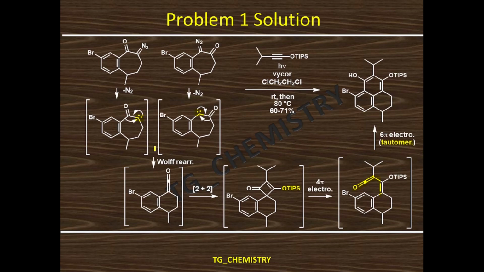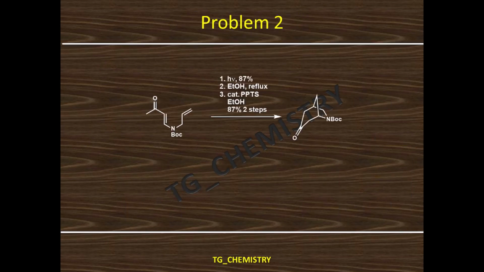I think the Wolff rearrangement here is the tricky part, identifying the ketene formation, and then the rest of the reaction involves the photochemical processes to produce the final compound. Okay, so next I will be moving to the next problem.